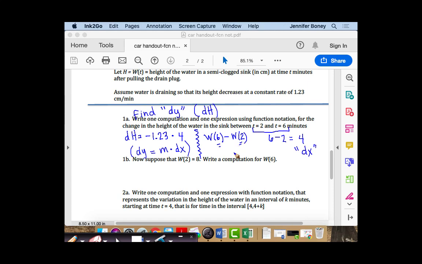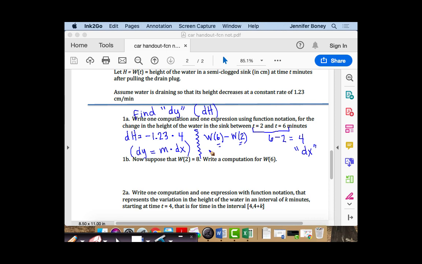So it's a constant rate of change, so any 4-second period within this situation would have worked out to be the same value, negative 4.92 centimeters. But this is specifically saying that I've got the height at time 6 and the height at time 2, so I can see which 4 seconds it is, in addition to the fact that it's 4 seconds. So if I just say DH, that doesn't tell me when this variation occurred, when the decrease occurred. If I say W of 6 minus W of 2, I can say, oh, well, this is the decrease in the height that occurred during that specific time interval.